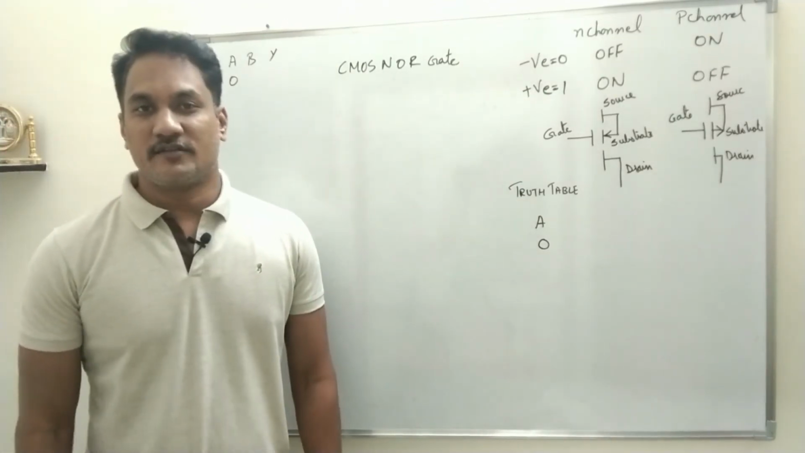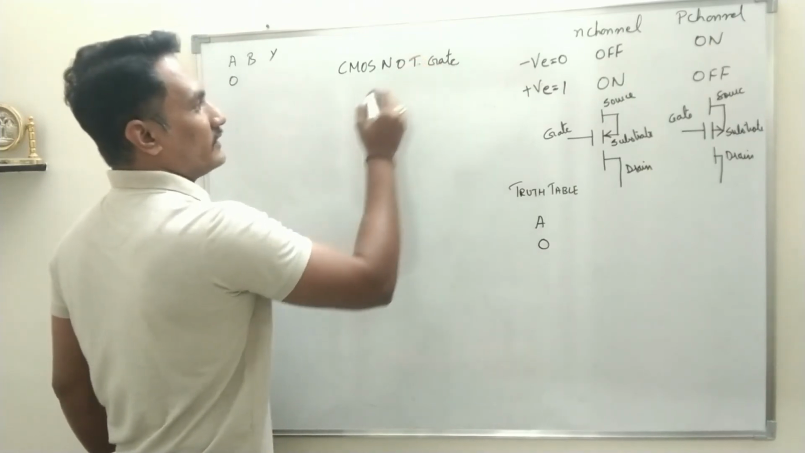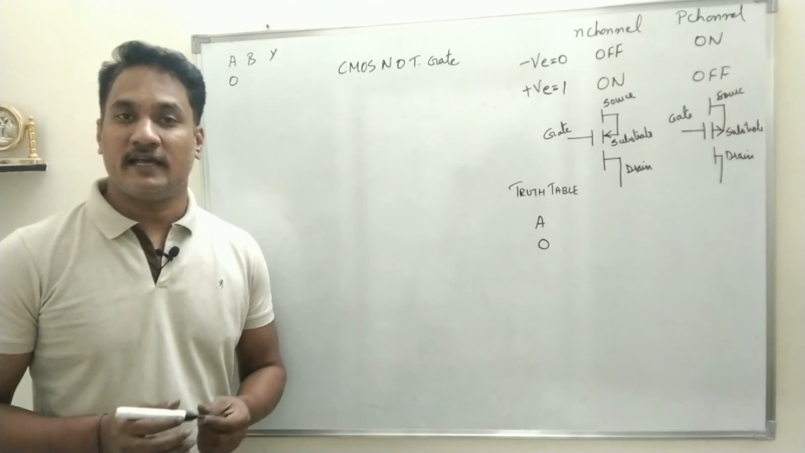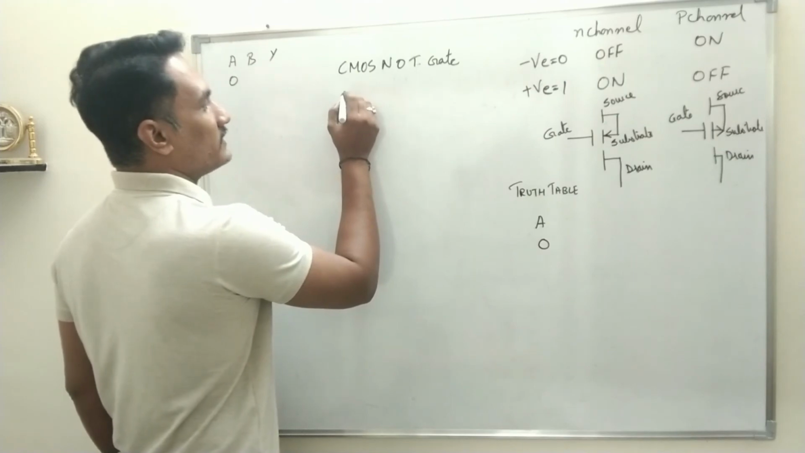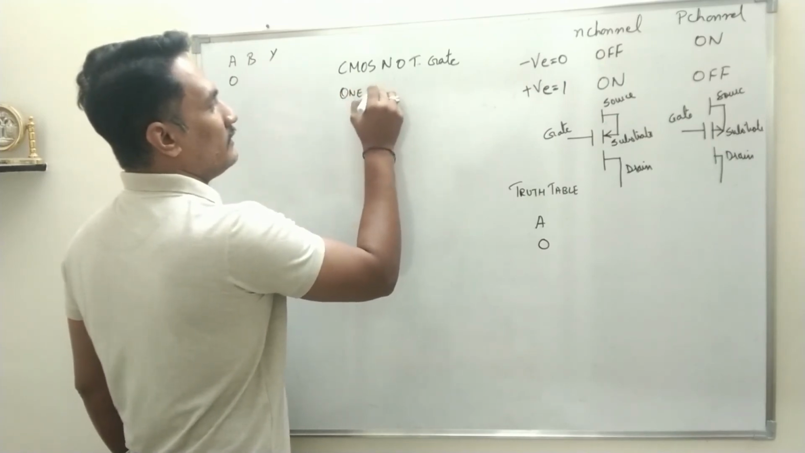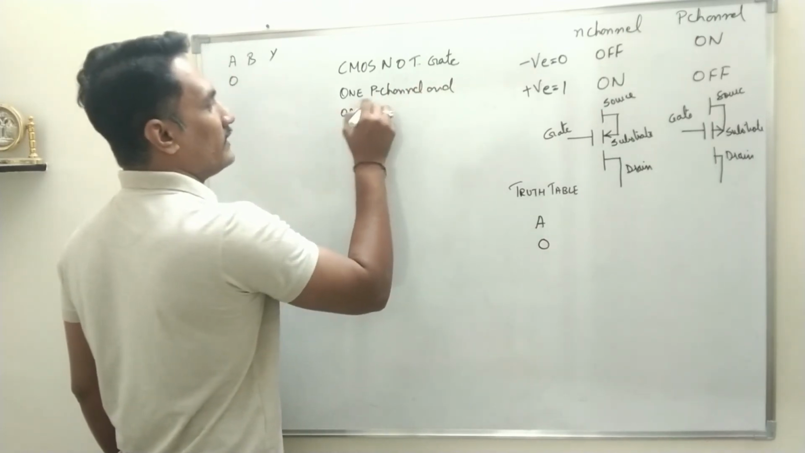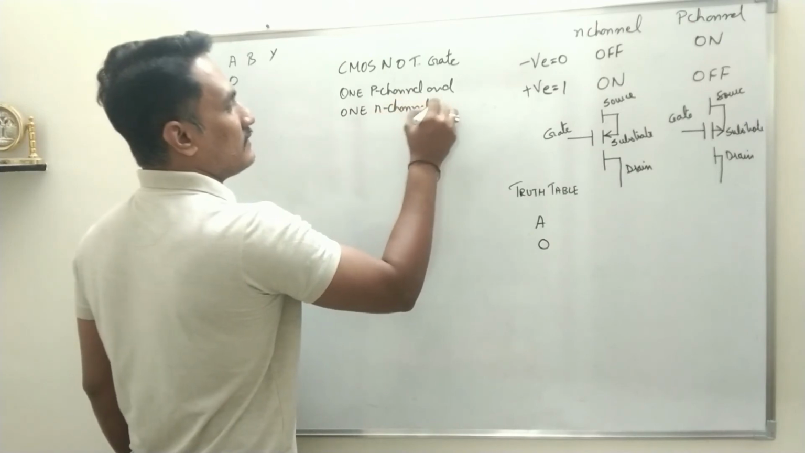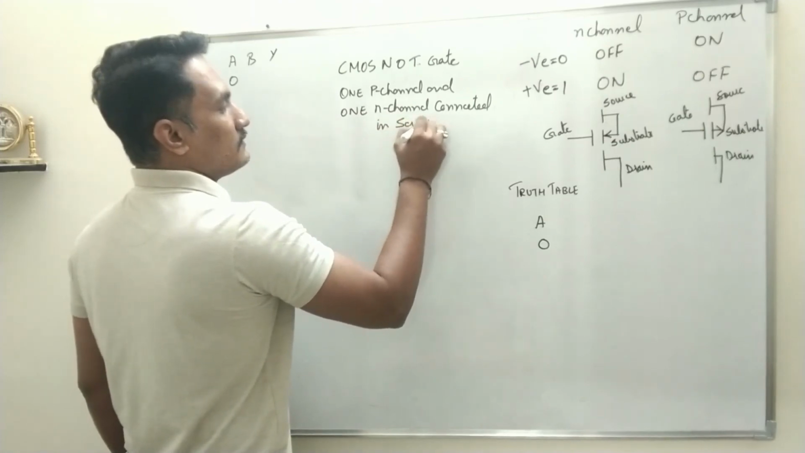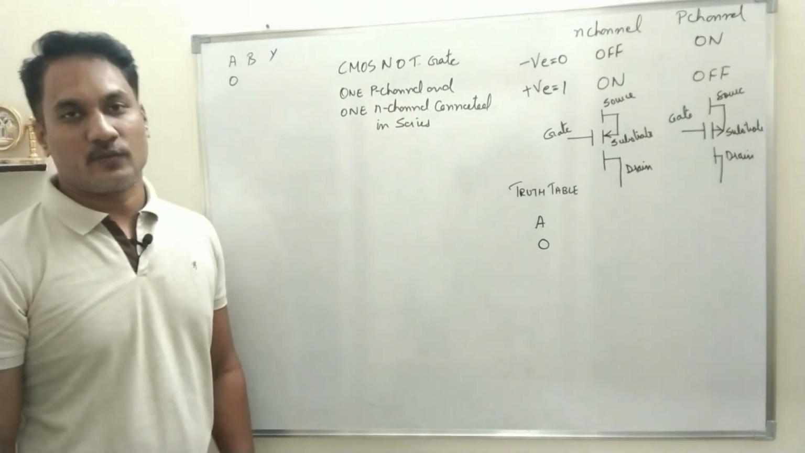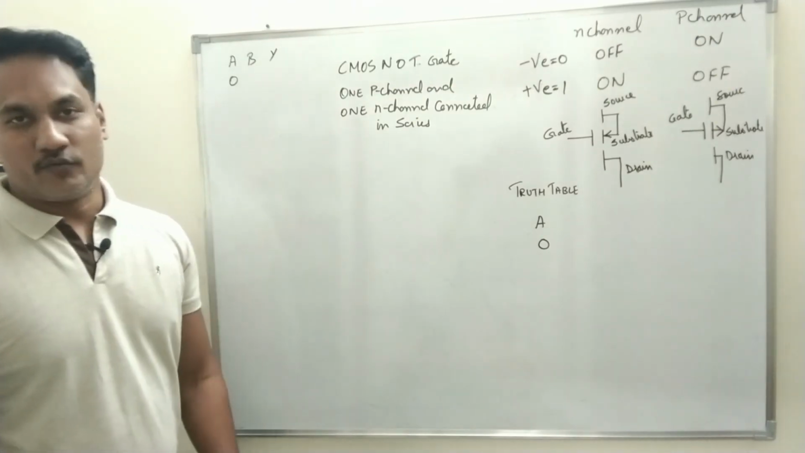The last one in the CMOS logic family will be the CMOS NOT gate. So of course, if you remember, a NOT gate has only one input and one output. So the hint for this is one P channel and one N channel connected in series. That's all. One P channel and one N channel connected in series between positive and ground, and between these two we have to take the output terminal.